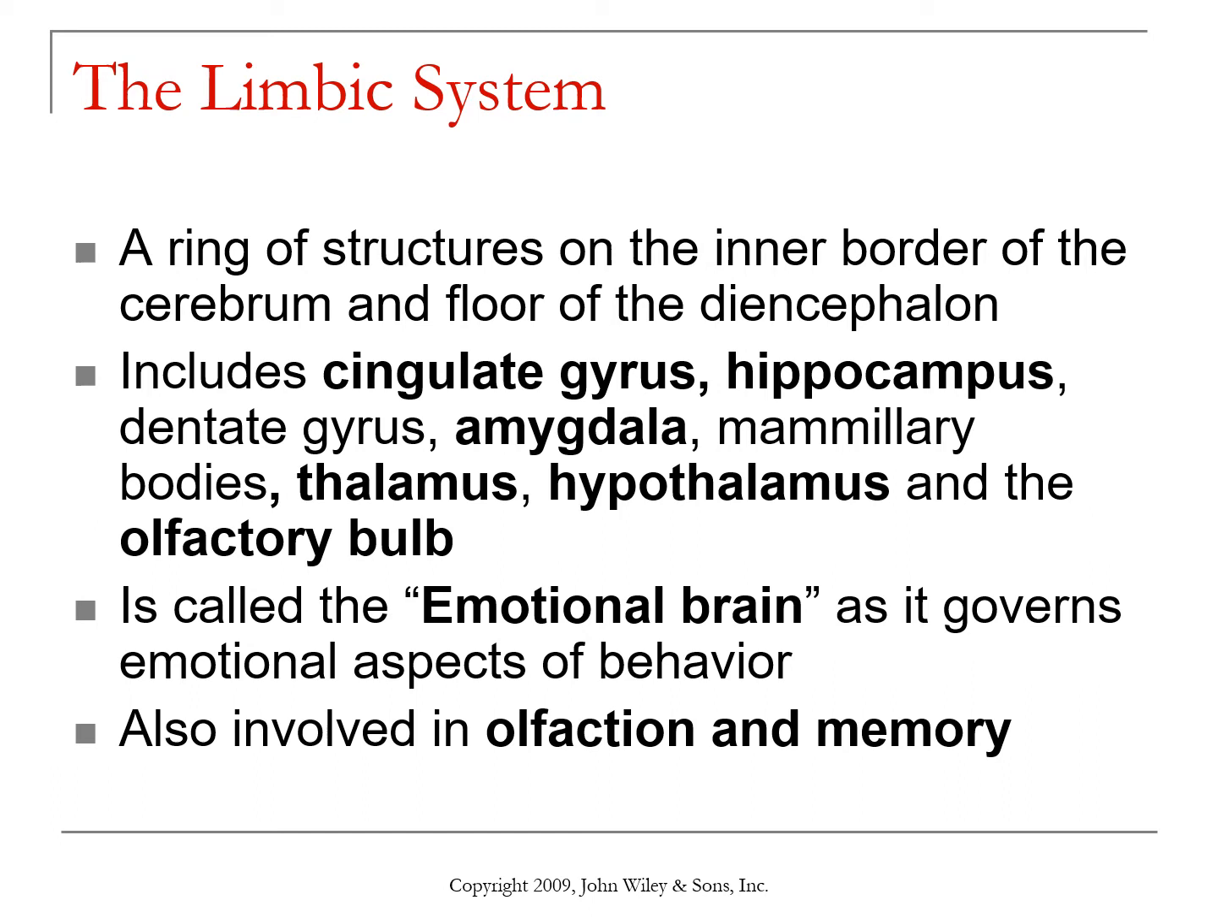limbic system. The limbic system is not a distinct anatomical area in the brain, but is made up of different brain areas that work together to form your emotional brain. So it allows you to experience and respond to emotional experiences. The limbic system consists of several areas deep in the cerebrum, including the cingulate gyrus, the hippocampus, the dentate gyrus, the amygdala, and areas in the diencephalon, including the mammillary bodies, the thalamus, parts of the hypothalamus, and the bundle of neurons that make up the olfactory bulb.